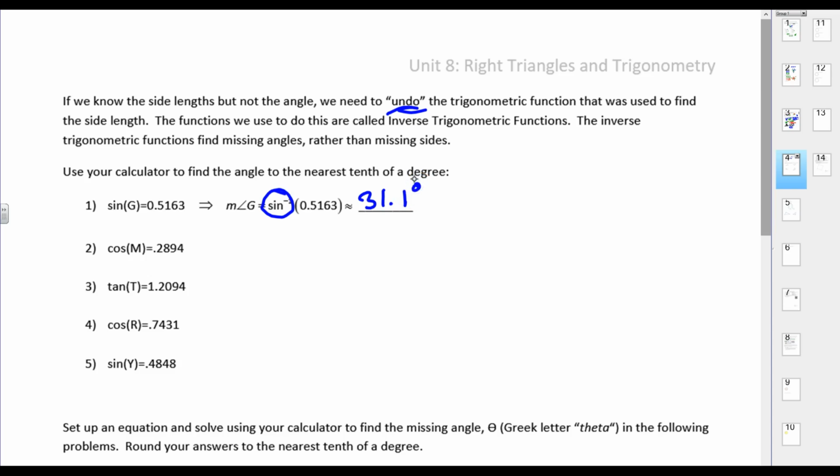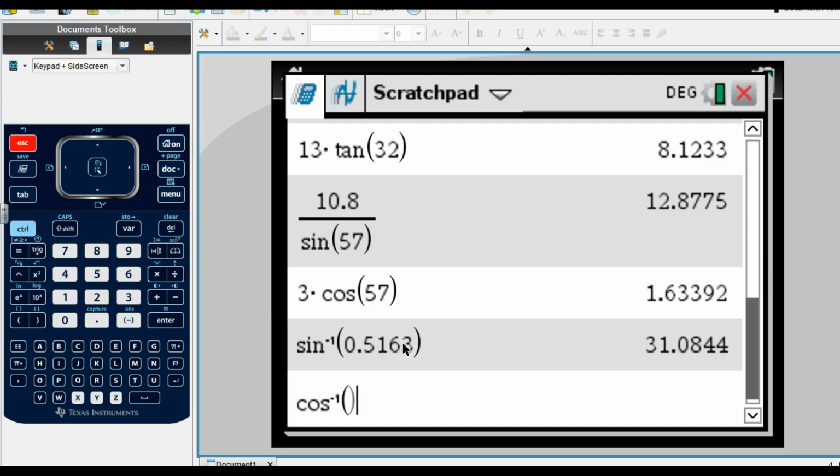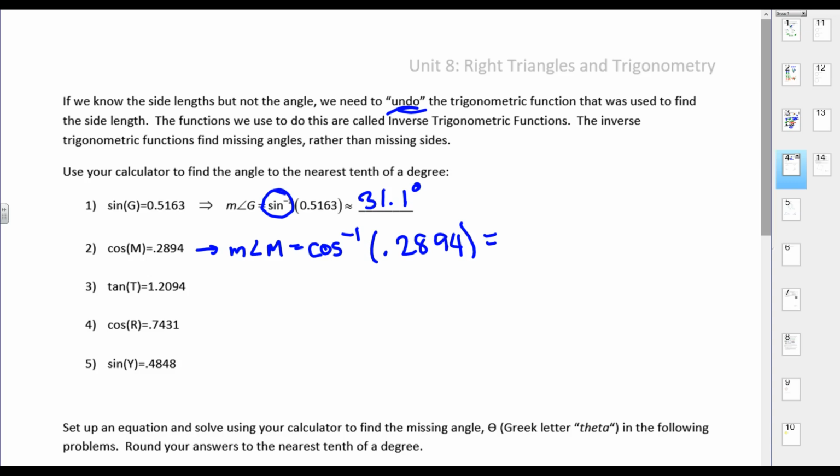So we're now going to practice finding the angles that produce these particular ratios. If I have cosine of m equals 0.2894, therefore the measure of angle m will equal the cosine inverse of 0.2894. Hop in the calculator, we go to our trig menu, I want cosine inverse of 0.2894, and I get 73.2 degrees.